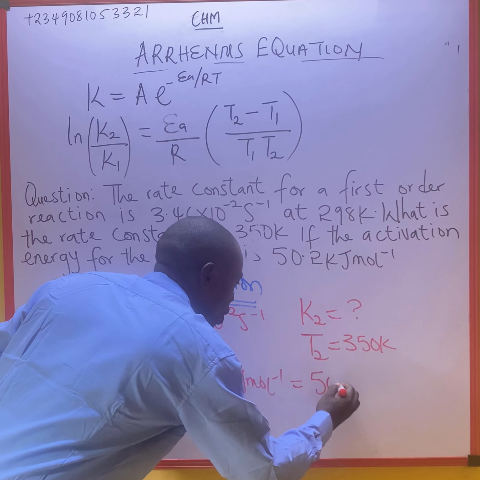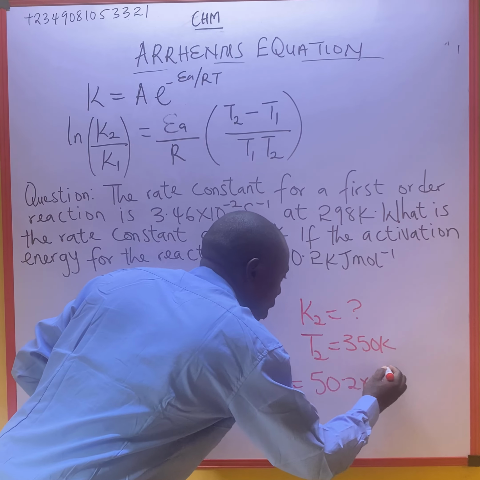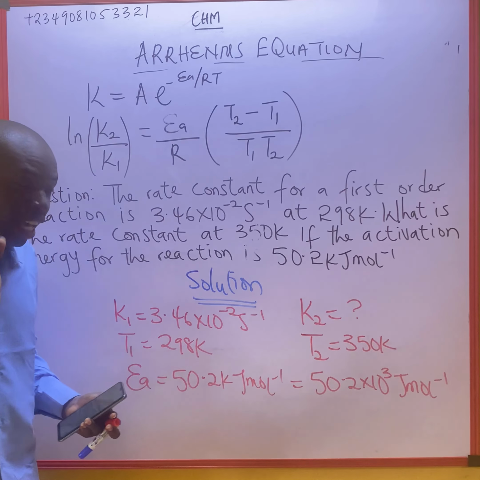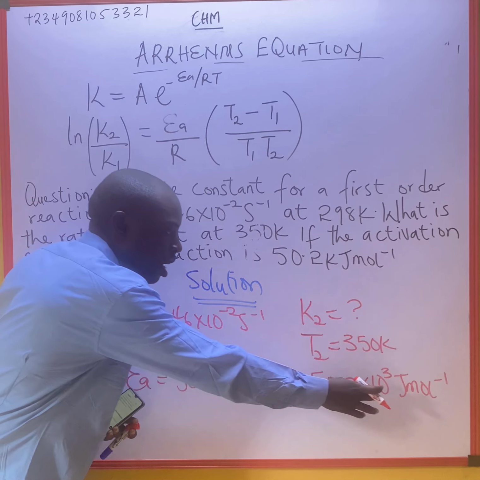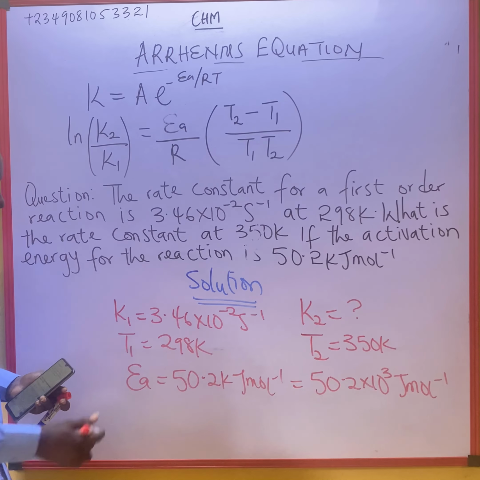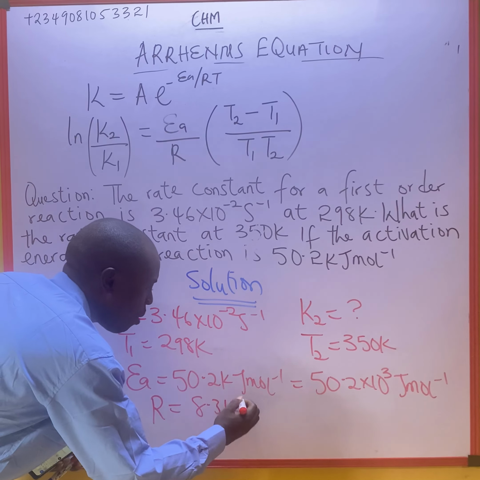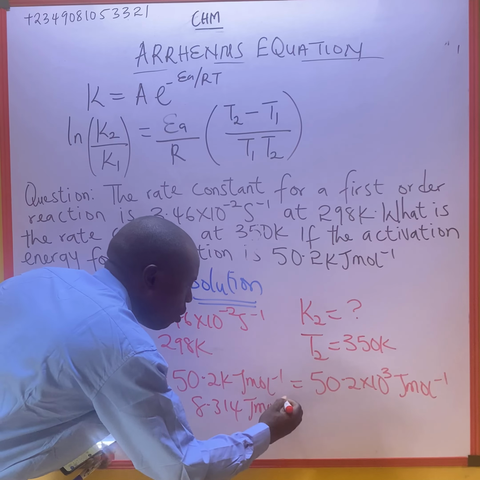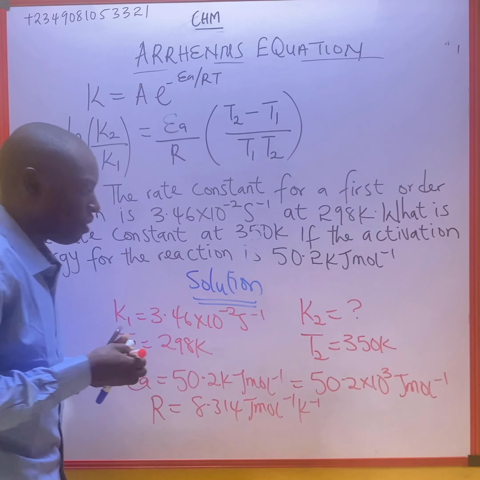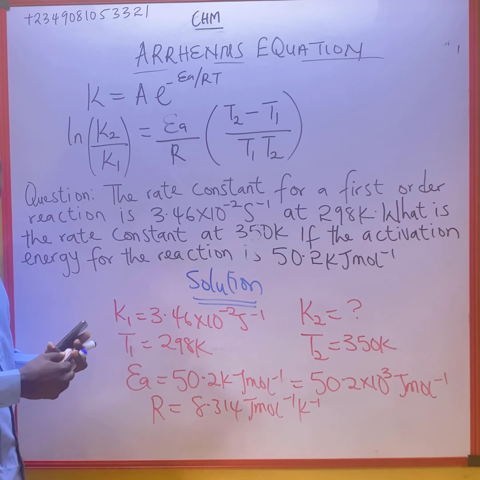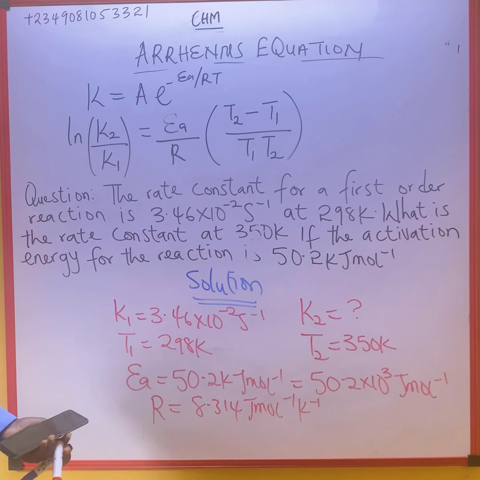Remember, it will now be 50.2 times 10 to the power 3 joule per mole. Don't get it twisted. Don't get confused. Kilo is 10 to the power 3. That's why I did it like that. Of course, my R is constant, 8.314 joule per mole per Kelvin. Now, I'm to use this formula in getting my answer.